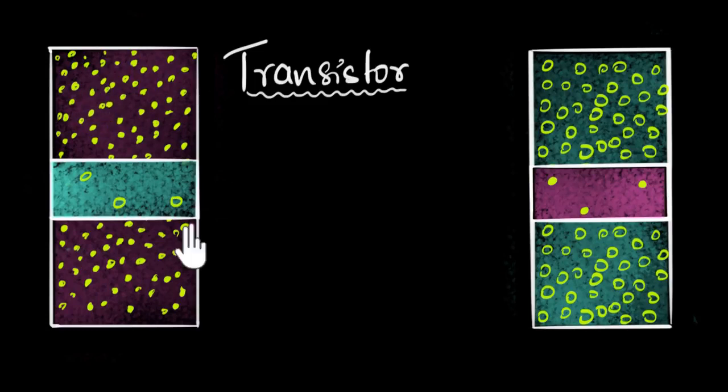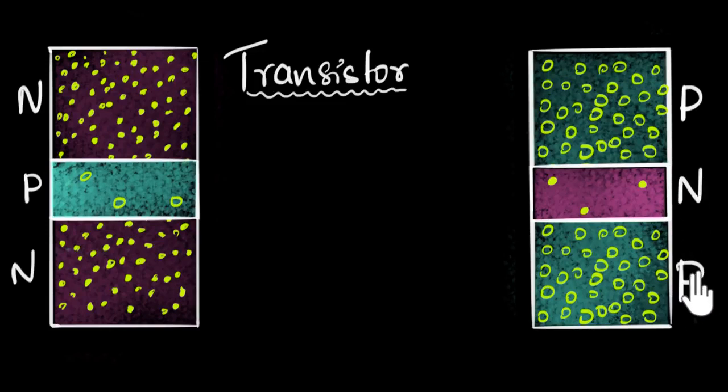But since this material has N over here, then it has a P, and it has an N-type again, we call this the NPN transistor. And similarly, if you look at this one, you have the P-type, then the N-type, then again the P-type. We call this the PNP transistor.